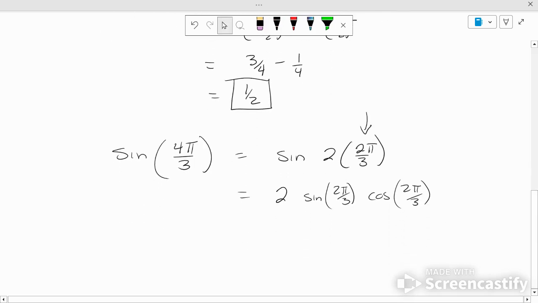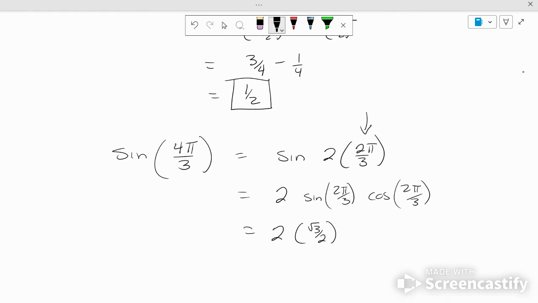The sine of 2 pi over 3 is square root of 3 over 2. The cosine of 2 pi over 3 is negative 1/2. 2 times negative 1/2 is negative 1, so it's negative square root of 3 over 2.